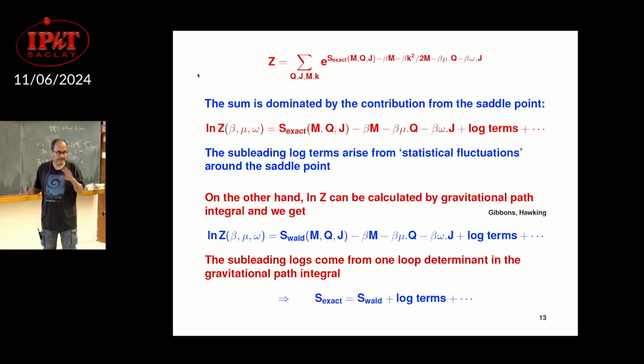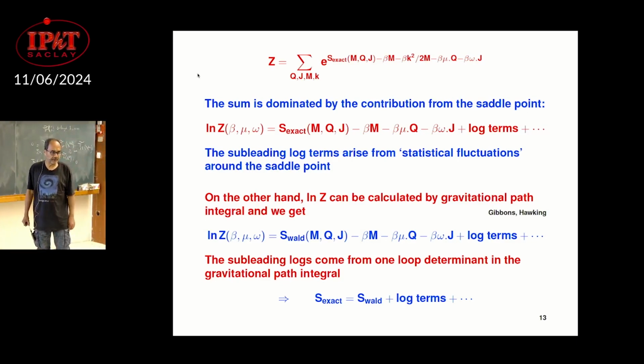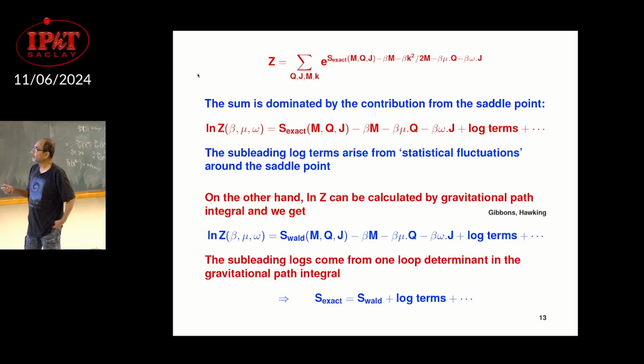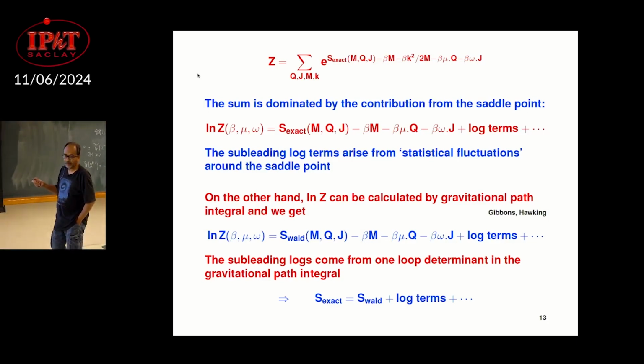So we now examine these two different descriptions of Z again. So this is a statistical description, which I had written down earlier.